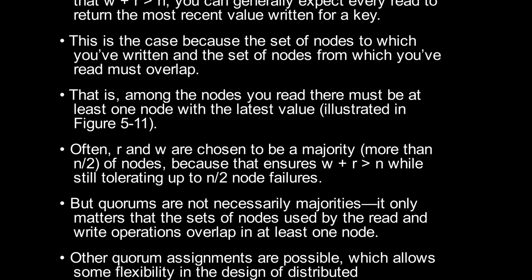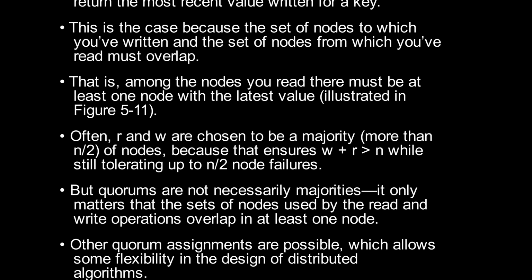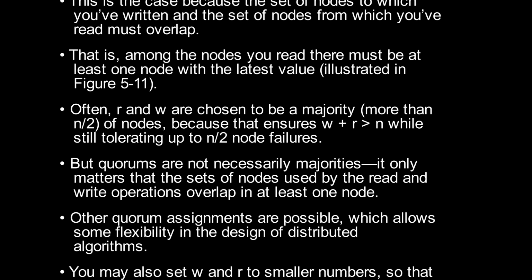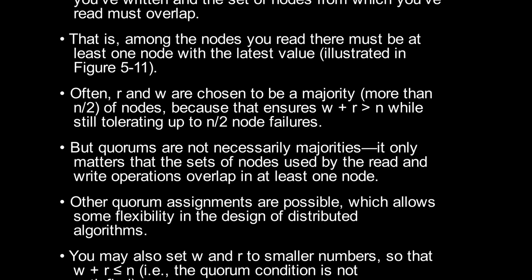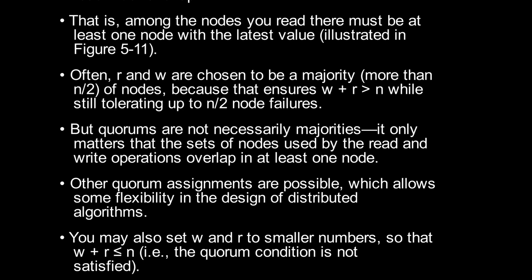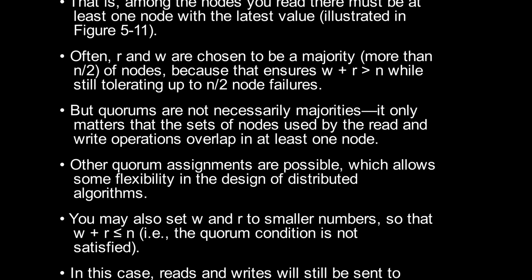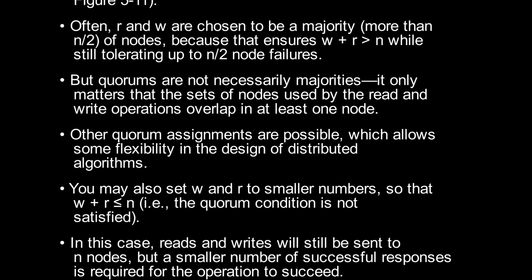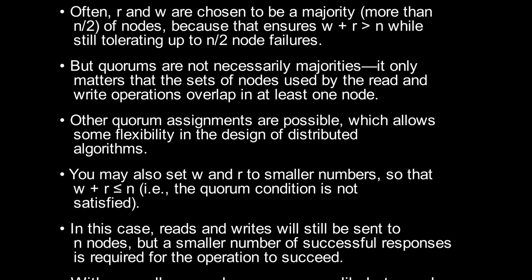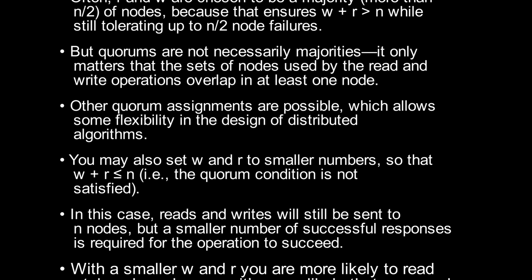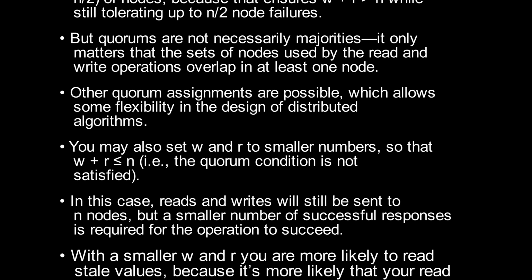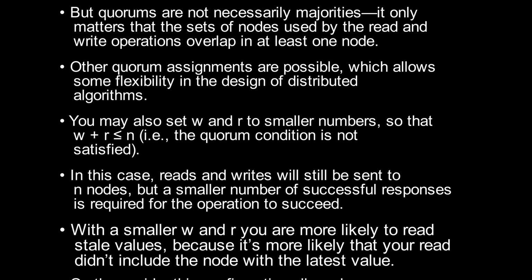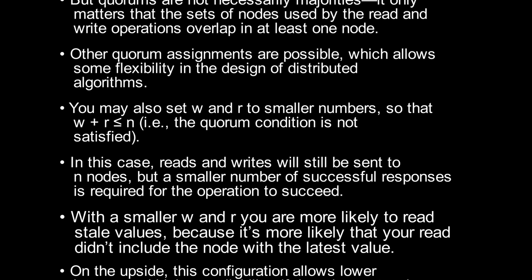But quorums are not necessarily majorities. It only matters that the sets of nodes used by the read and write operations overlap in at least one node. Other quorum assignments are possible, which allows some flexibility in the design of distributed algorithms. You may also set W and R to smaller numbers, so that W plus R is less than or equal to n, i.e. the quorum condition is not satisfied. In this case, reads and writes will still be sent to n nodes, but a smaller number of successful responses is required for the operation to succeed.